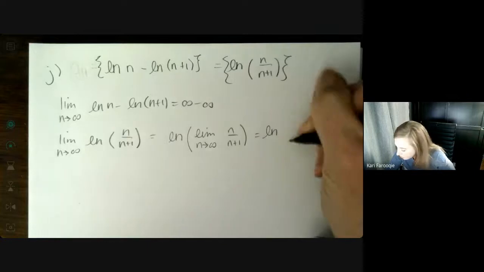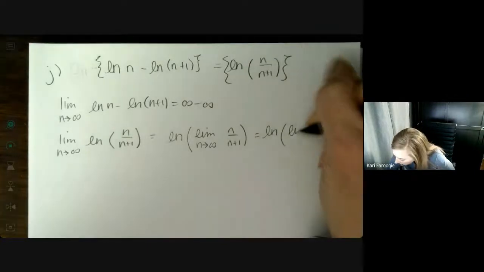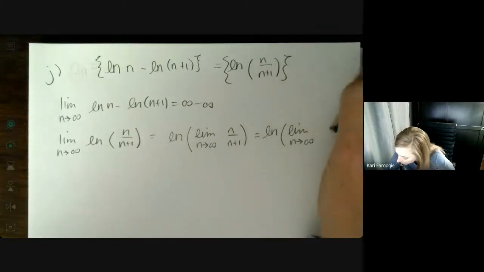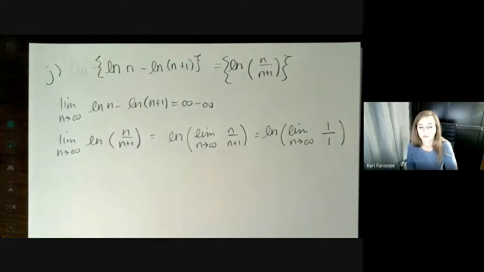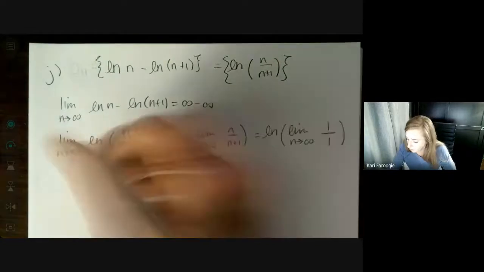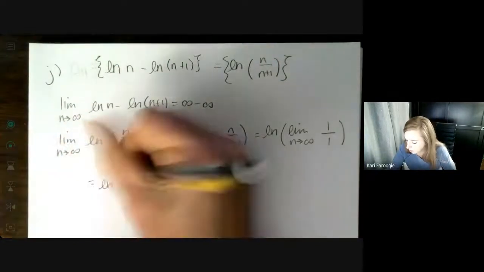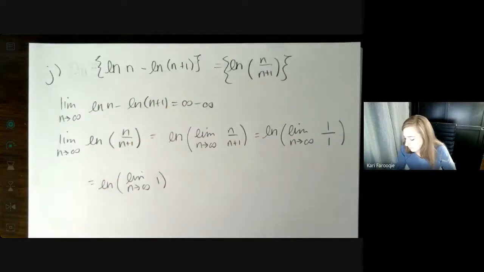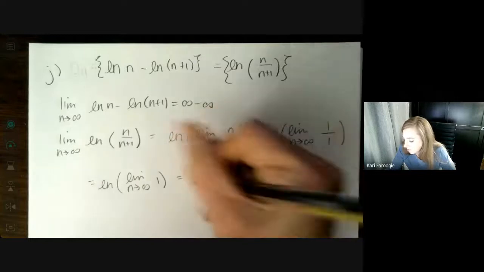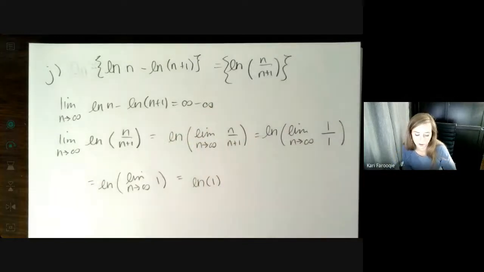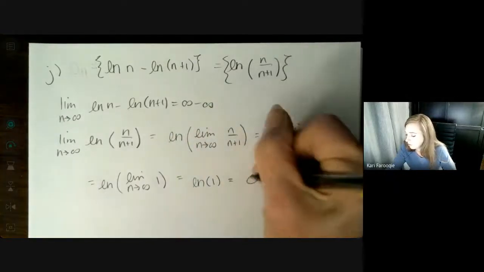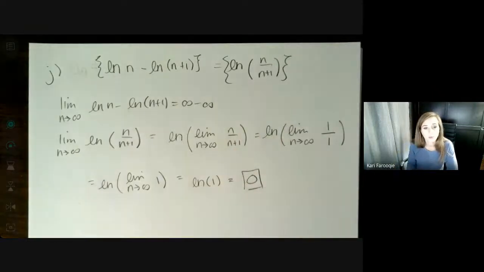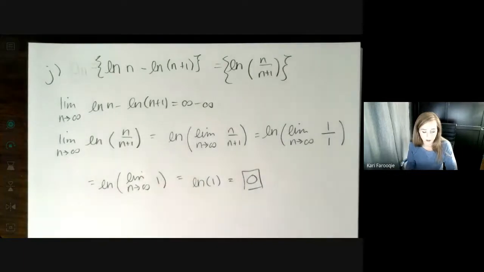Some of you are going to pop into my office hour and ask me about it now. But it would just be 1 over 1 if you were using L'Hopital's rule. And then this would be the natural log of the limit as n approaches infinity of 1. And the limit of a constant is the constant itself. So you'd be looking at the natural log of 1, which is 0. So bear in mind that you can work your natural log inside and outside of your limit.